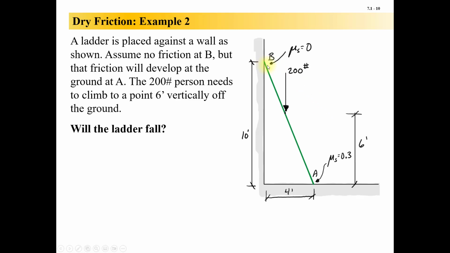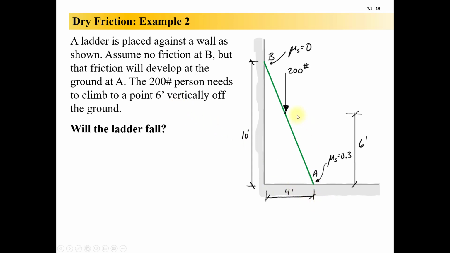Just to make the problem simpler, if there's friction at the top and bottom, it becomes a much harder problem. And the friction at the bottom would be a much more significant number because that reaction would be greater. But anyway, again, no friction at B just because I said so. However, there will be friction down here at A.